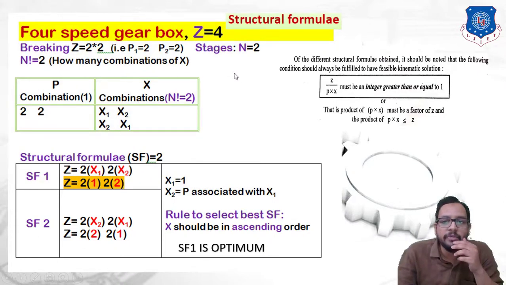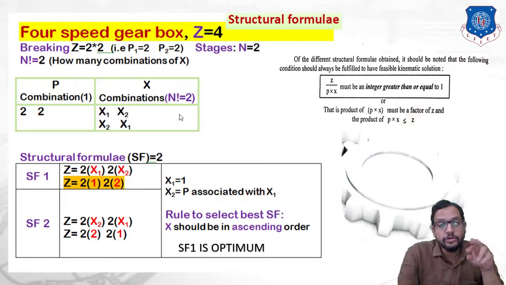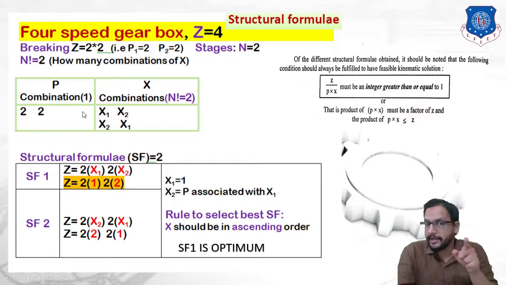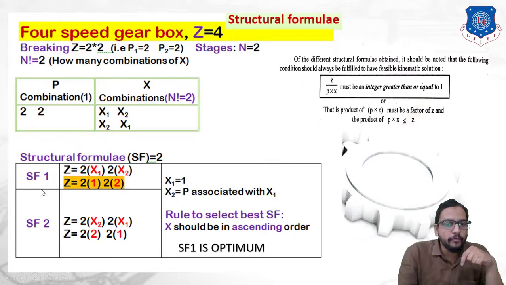Now let us see the combinations of a structural formula. The combination of P would be 2 into 2. Also we need to consider the combination of X, that is, the number of speed steps by which two adjacent speed values are separated. So there would be two combinations of X. One would be 2x1 into 2x2, and the second combination would be 2x2 into 2x1. Over here you can see I have written two structural formulas: Z equals 2 bracket x1 into 2 bracket x2, and the second, Z is equal to 2 bracket x2 into 2 bracket x1.